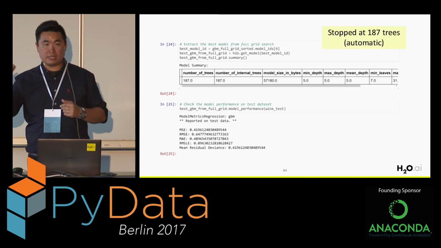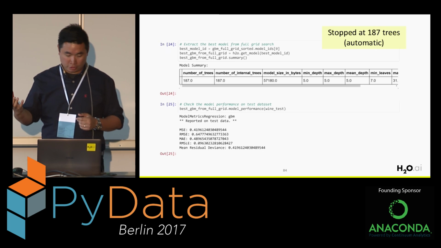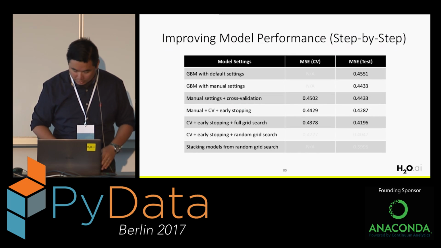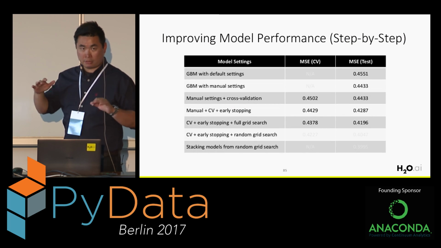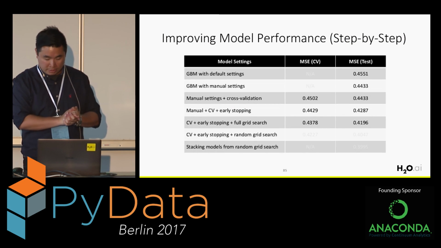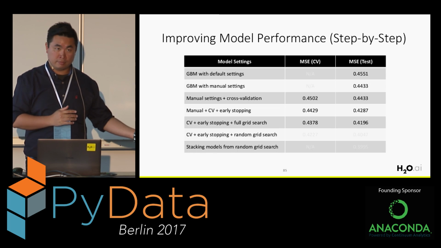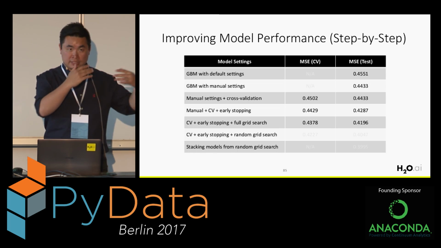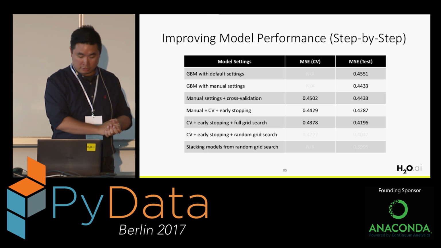So after that, again, you can just extract the best model, and then you can use it and test again on the test data set. And if you look at the table again, we got a much better result this time, so we can also reduce the mean square error in cross validations as well as the test data set.